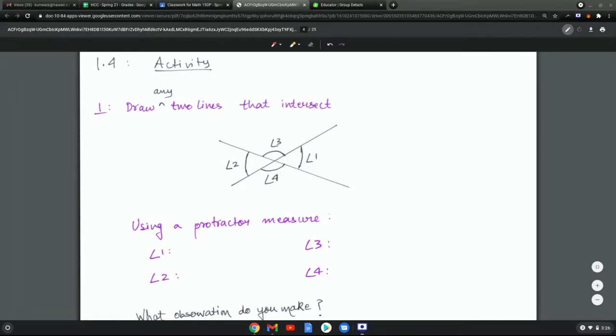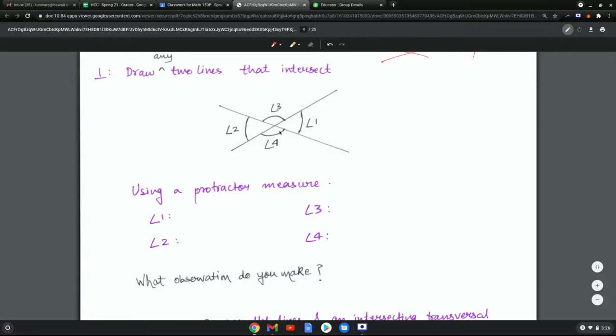You draw any two lines that intersect, which means it should look like that. It could be any way. There are infinite ways in which you can draw. And then I label these angles using these numbers 1, 2, 3, and 4. Using a protractor, try and measure these angles and fill these out. And then what observation do you make? Again, I will create a form which will appear as an assignment on a Google Classroom asking you what observations you made.